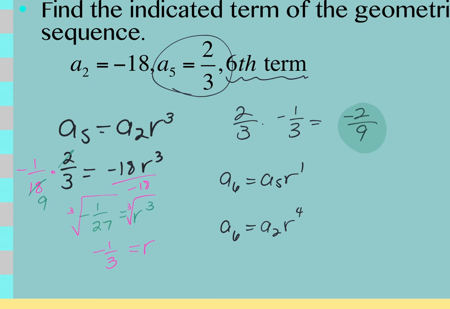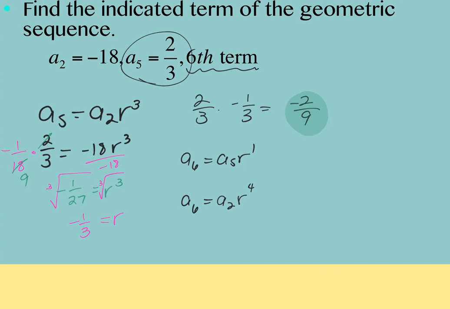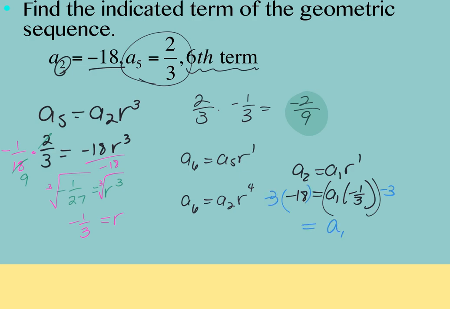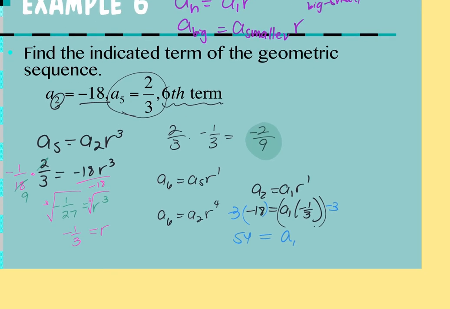How would you write it if you wanted to find the first term? So that's what she was just asking. I said you'd have to take negative 18 because this is A2. So I could do A2 equals A1 R to the first. A2 this time I have. A1 is what I don't know. R is negative 1/3, so I'd have to multiply both sides by negative 3, and I'd get A1 is 54. And then I'd get An equals 54 times negative 1/3 to the n minus 1. We know what R is.